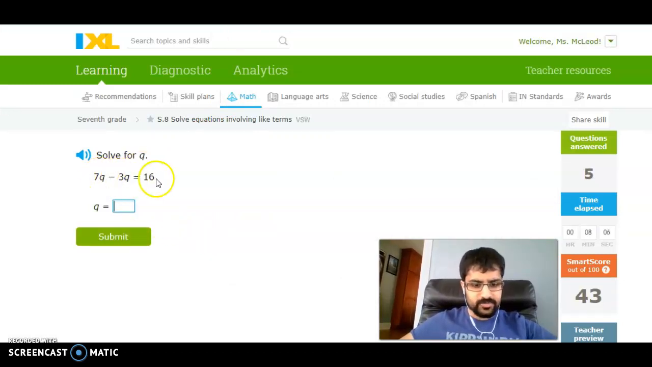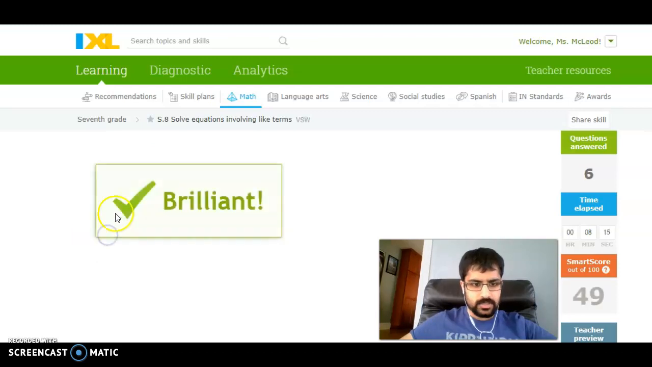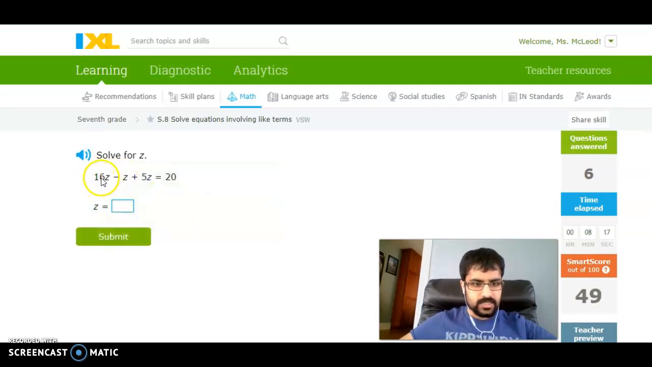We're going to blaze through a couple of these because I want to show you one other type of problem before you try this on your own. So 7 minus 3 is 4. 16 divided by 4 is 4. Get that smart score high. This time I've got 1, 2, 3 combinations.